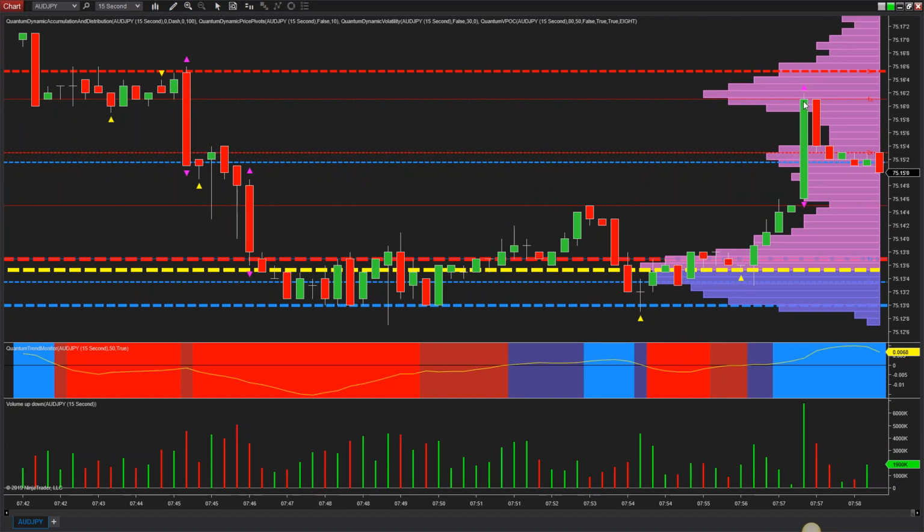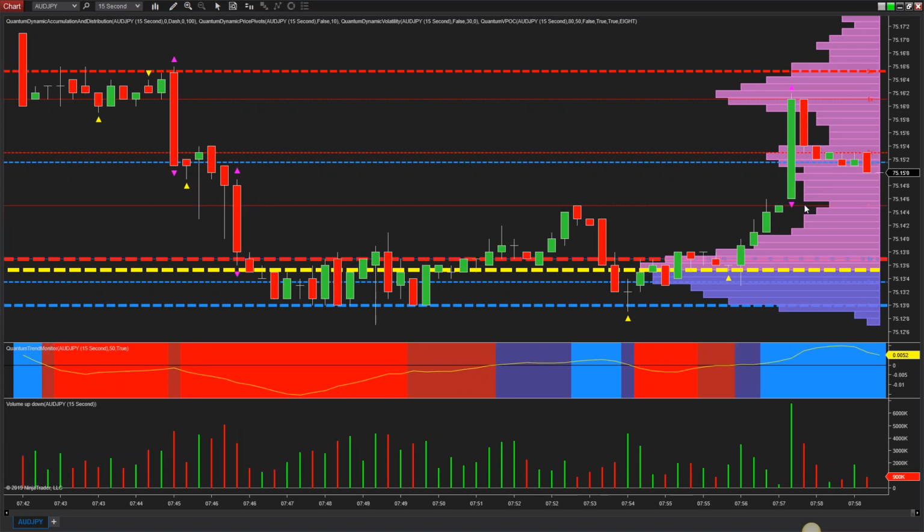What this is telling you is the market makers are in there, a nice rapid move higher, and then bang, the reversal comes. It's the power of the volatility indicator. What it does is look at average true range all the time. In other words, it's looking at what is expected in terms of the price range on a 15-second chart for the Aussie Yen.